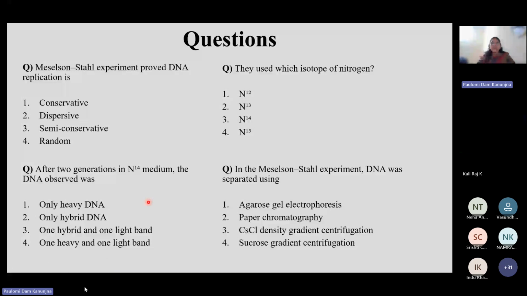Okay. So the Meselson-Stahl experiment, they prove DNA replication is what? The second is, they used which isotope of nitrogen? They used both, but you can answer which one they used first. So when I say first, I mean which one did they use as a variant, which is otherwise not in the natural condition. After two rounds of generations in N14 medium, the DNA observed was, so read this third question clearly and then answer. And the last one says, which method was used to separate the DNA?